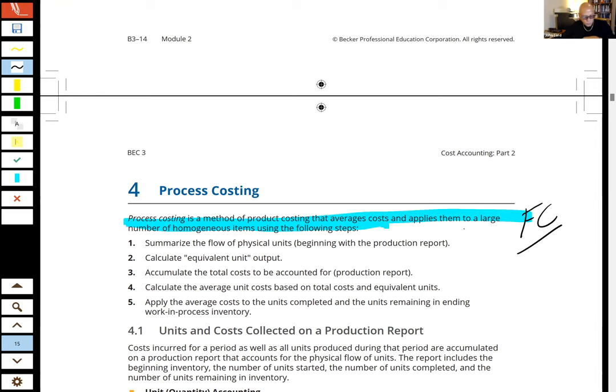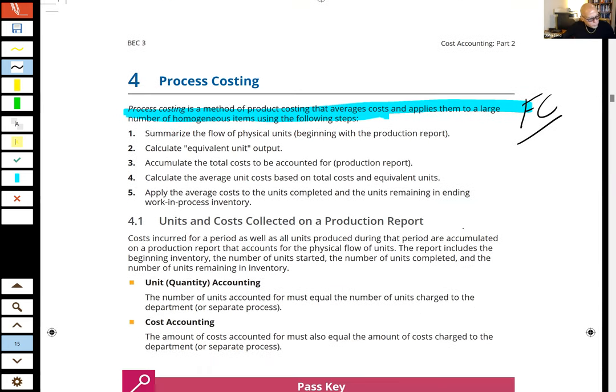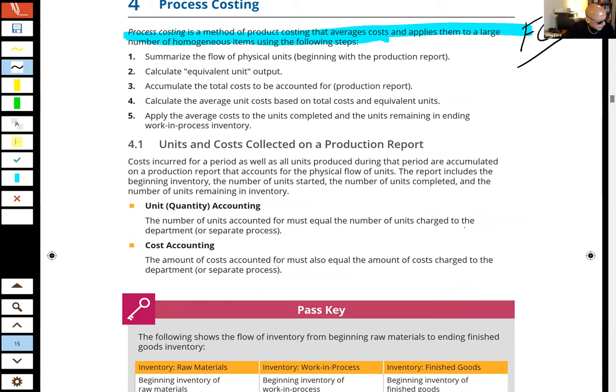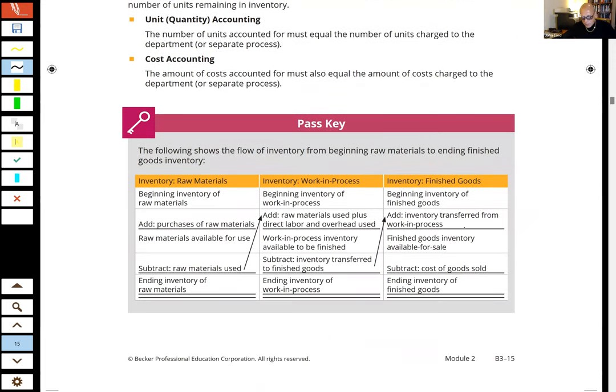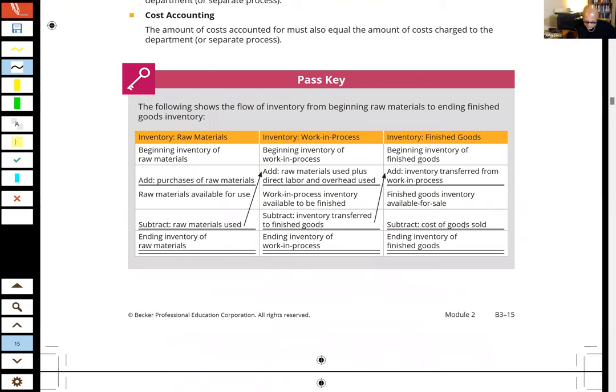Okay, now you come over, and the big deal for process costing is this notion. Guys, I don't like this passkey thing because I like the BASE: beginning, add what was purchased, subtract, and that gives you the ending. Well, this is BASE, but I've already given you these, I wrote them down earlier for finished goods and work in process. So maybe I do like this thing because I already gave them to you. But I don't think we need to do it again. Beginning, add, finish, but you should know these relationships.